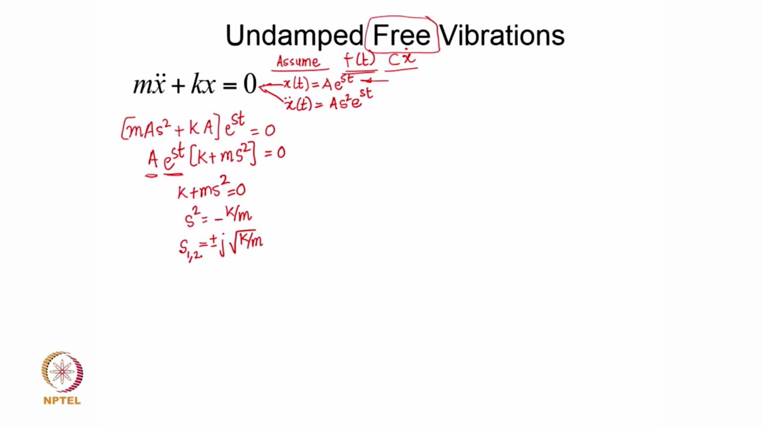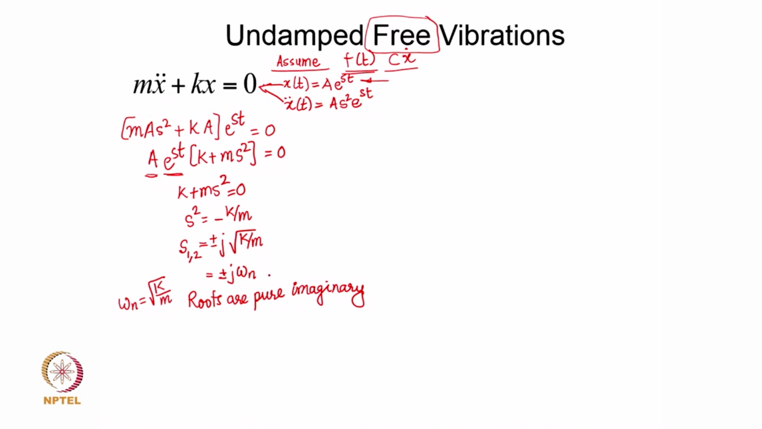Now, this square root of k over m is typically called the natural frequency of the system. So, we define the natural frequency omega n as square root of k over m, and the two roots are plus and minus j omega n. So, the roots here of this equation are pure imaginary. There are two imaginary roots, and they point to a single natural frequency omega n.